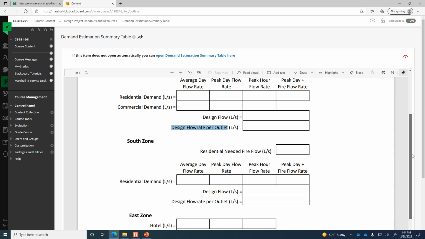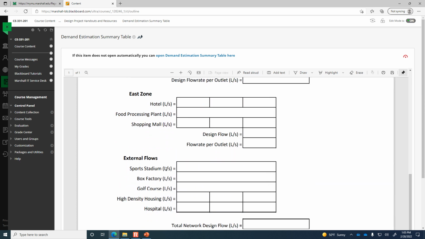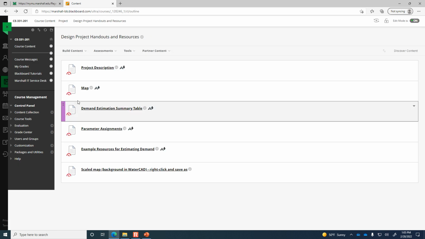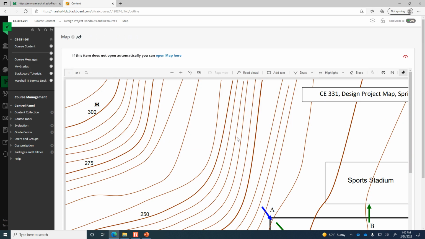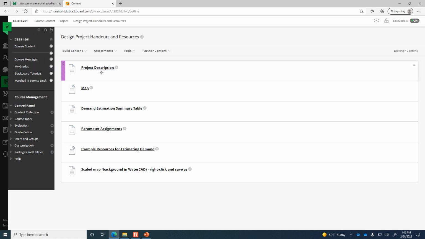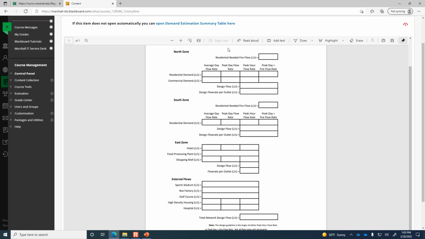What about the stadium? The stadium is its own separate thing that is an external flow. So it's not inside the north zone. Yeah, so if we look at the map and take a look at the stadium, it's adjacent to the north zone, but it's not part of the interior demands. So the pipe that connects A and B is definitely going to have to account for the stadium. But as far as this demand estimation summary table, it's its own thing down here later on.